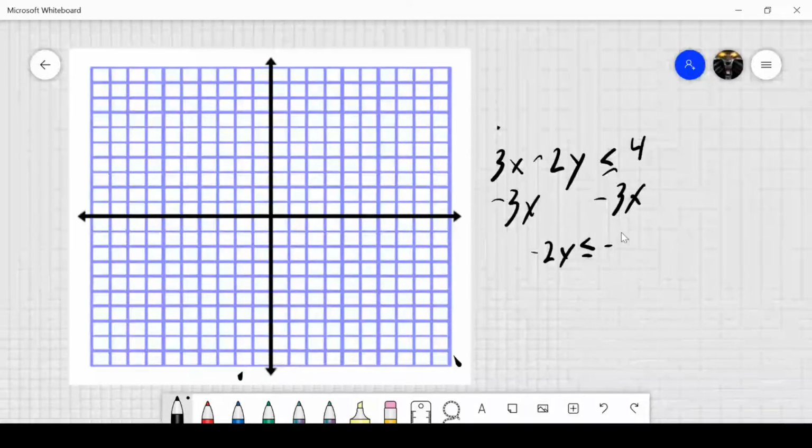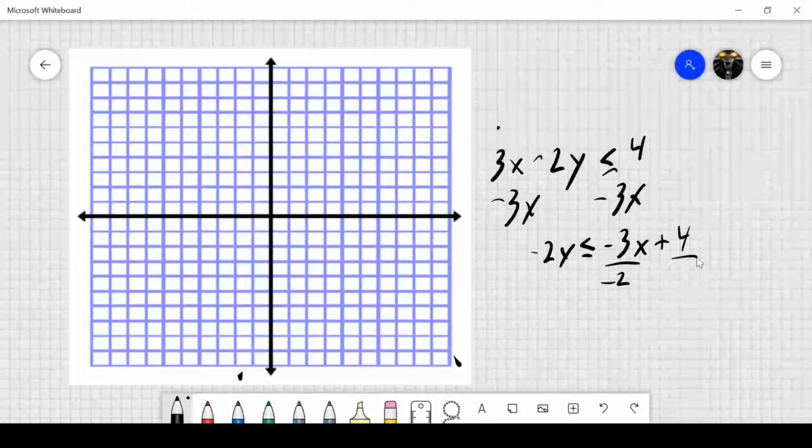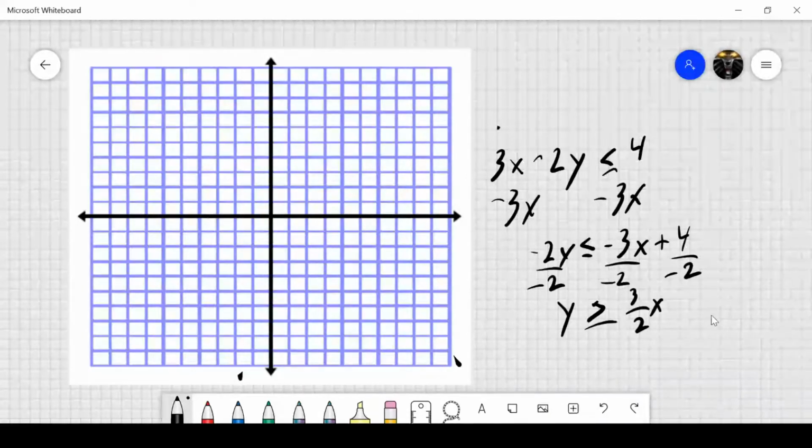less than or equal to negative 3x plus 4, divided by negative 2 on all. So we know that a negative divided by a negative is a positive. So the slope becomes positive, and the 4 becomes a negative 2 because a positive divided by a negative is a negative. But also notice that the sign flipped. Remember, when you divide or multiply by a negative, you need to flip that sign for the inequality. And that actually does affect our equation, right?